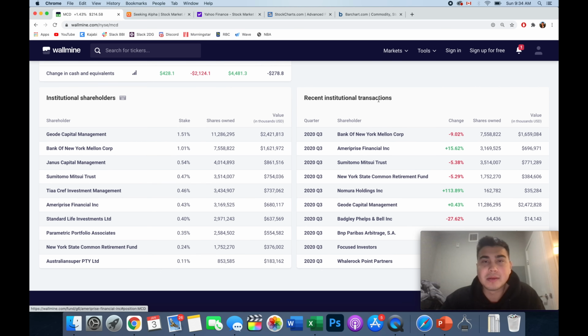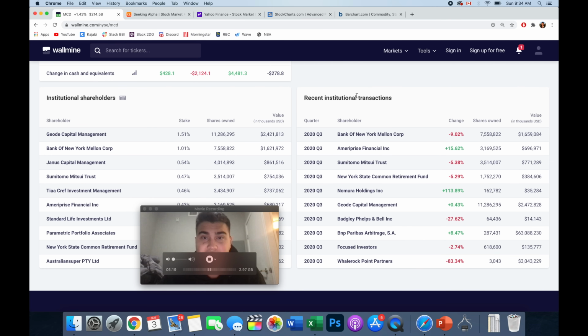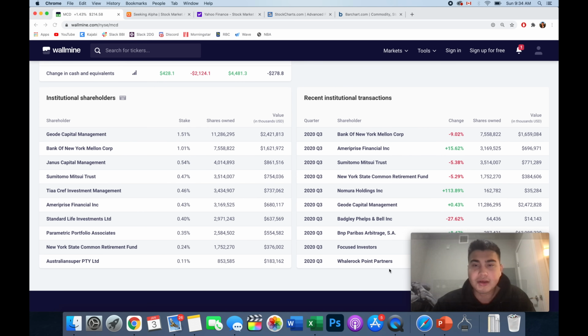Also, the final thing that I like about this is the institutional transactions. So some people ask me, how do you know when institutions are buying or selling stock, right? Well, here's a really fascinating section right here called recent insider transactions. We saw the Bank of New York Mellon Corp, which is obviously a big institution. They changed their shares by about 9%, sold about 9% of their stake. These guys bumped up their stake by 15%, etc. And again, more or less to just give you some good ideas.